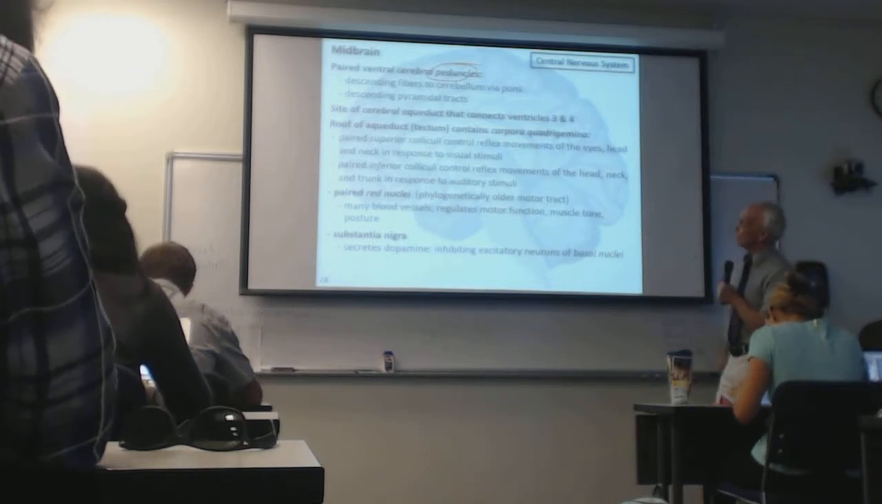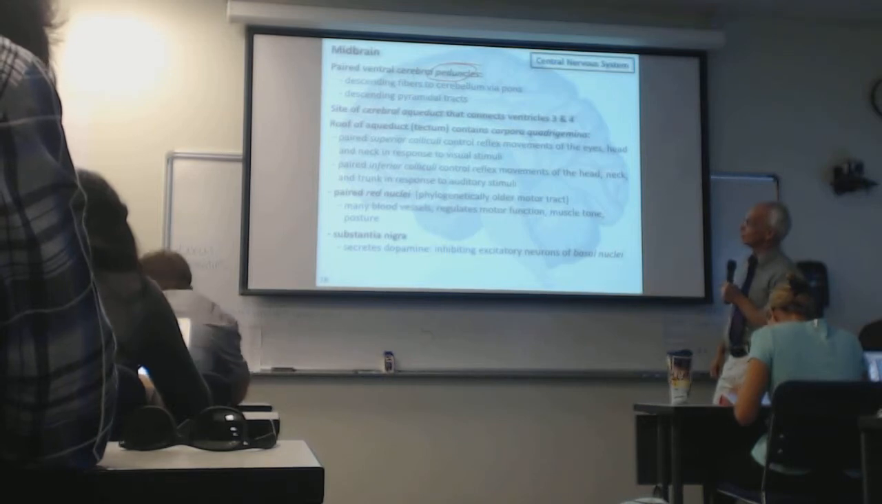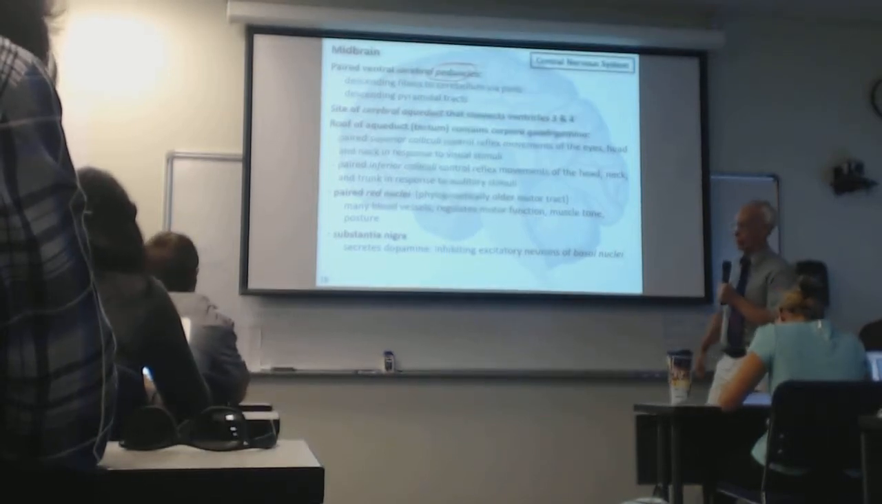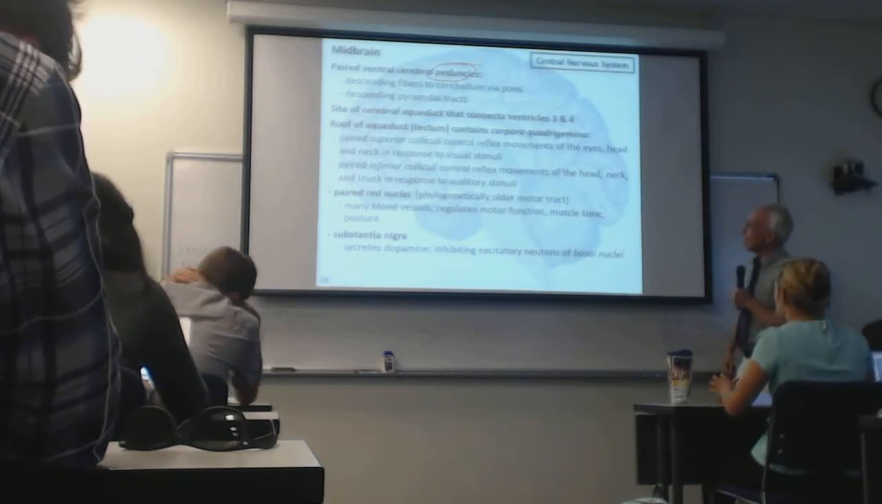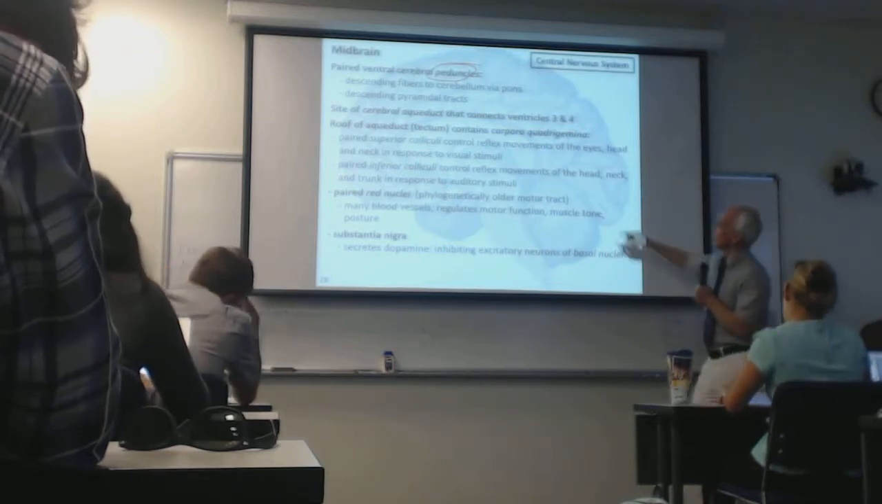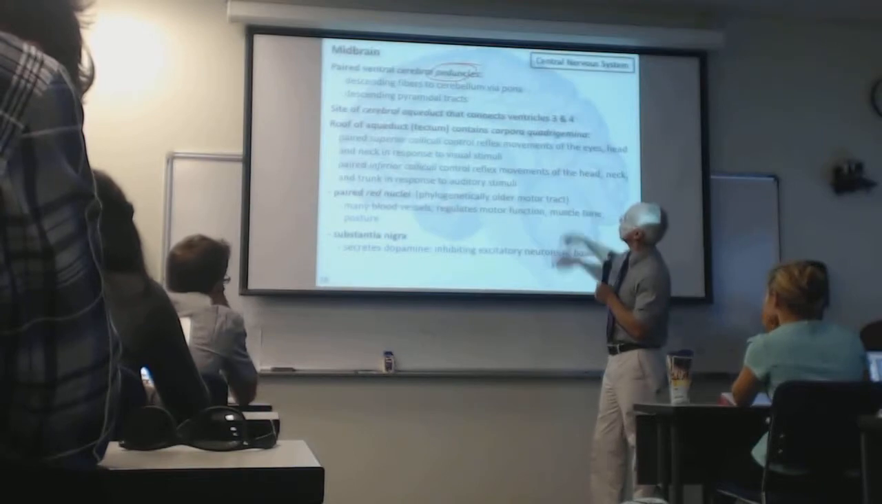We've already talked about the ventricles 3 and 4. The connecting structure is called a cerebral aqueduct. Remember an aqueduct, a Roman aqueduct? It was like a plumbing system. But I want to say a little more about this structure, the corpora quadrigemina.